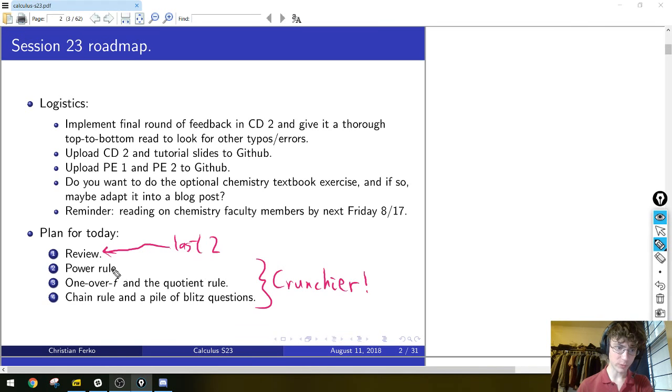So we'll get these important derivative rules, the power rules, the quotient rule, chain rule, and then do some blitz questions. That will be the plan for today. I have about 30 slides. So thoughts from last time, or questions about the roadmap or plan for today?